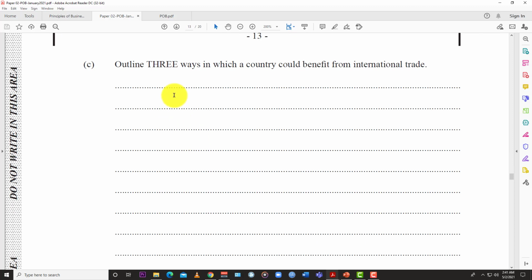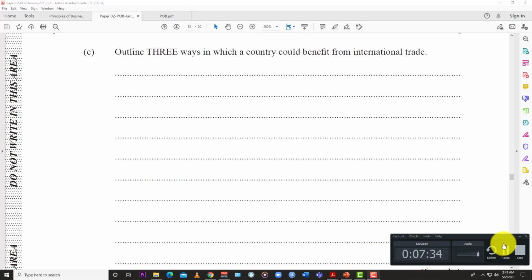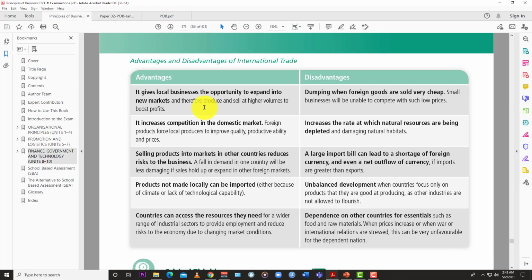Next question: outline 3 ways in which a country could benefit from international trade. Of course, that one is kind of straightforward. If you go to our textbook, we see them outline a few advantages of international trade. One says it gives local businesses the opportunity to expand into new markets and therefore produce and sell at higher volumes to boost profits.